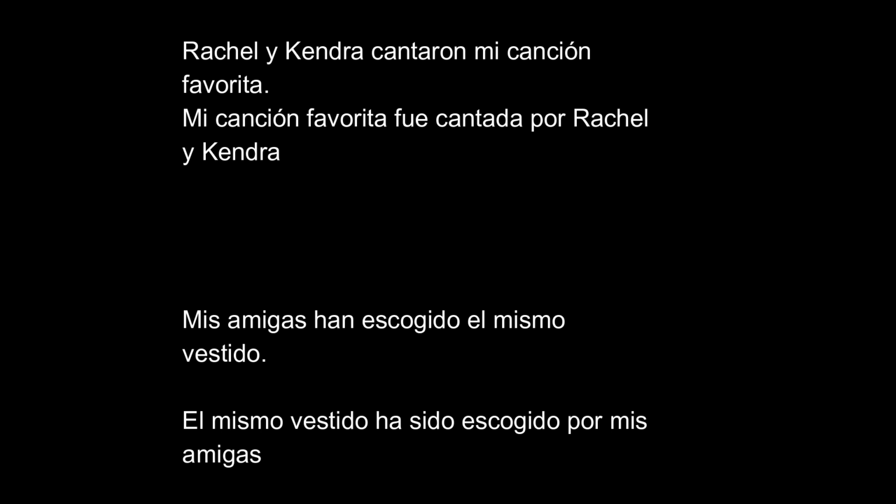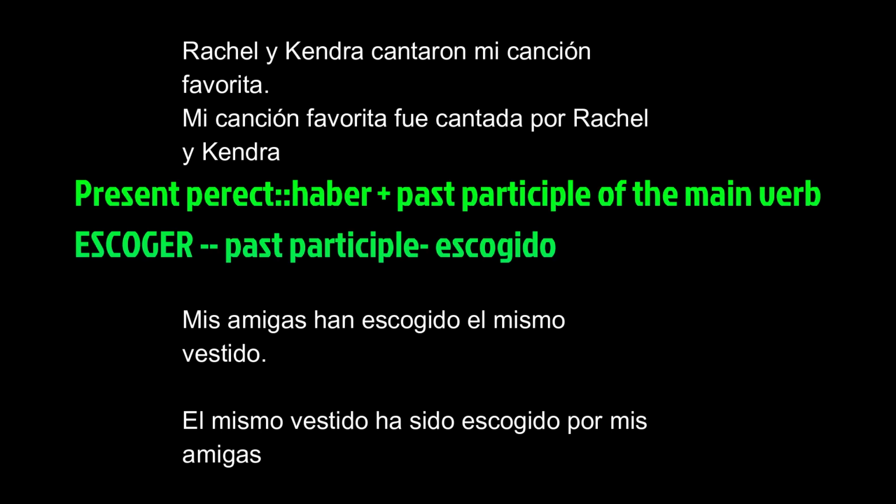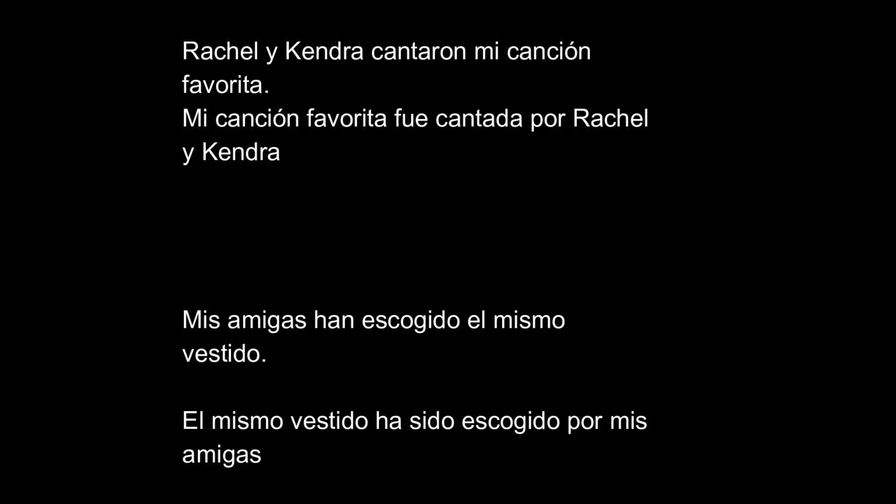Next one. Mis amigas han escogido el mismo vestido. My friends have chosen the same dress. Now, this is active form and it is in the present perfect. In the present perfect, we have to use the auxiliary haber, which in this case is in the third person plural, followed by the past participle of the verb escoger, escogido. And that will give us the active form in the present perfect tense.